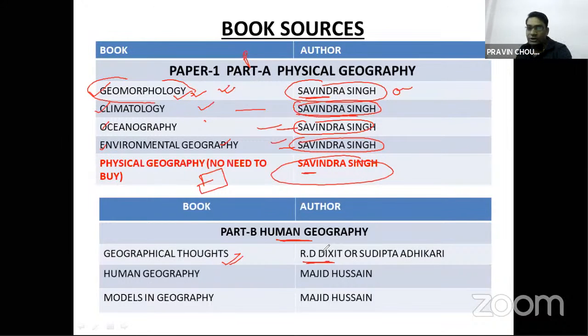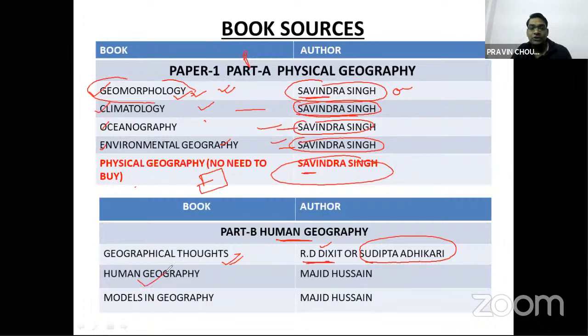Okay, this is a very nice book that gives very good concepts about areal differentiation and the debate between the different geographers. जैसे जैसे geography evolve हुआ, determinism से possibilism आए, possibilism से neo determinism आए. Okay, environmentalist, quantitative revolution, every concept is given in a very proper manner. अगर आरडी दीक्षित available नहीं है, you can buy Sudipta Adhikari. But first you will buy only one book. No need to buy 2 books together. First complete RD Dixit. If you are comfortable with RD Dixit, then remain with RD Dixit. And if this book is not available, then you can buy Sudipta Adhikari.